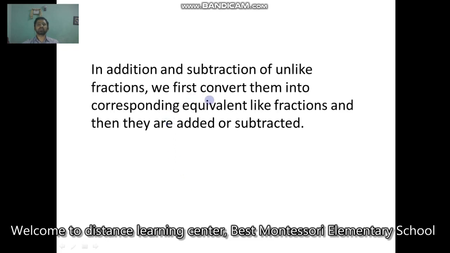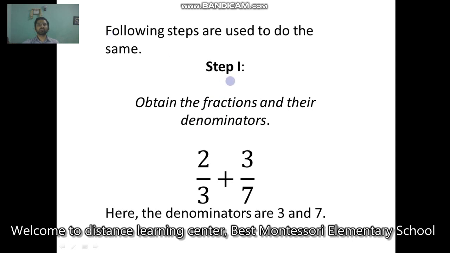Let's move on stepwise so that it will be very clear to you. In the first step, we must get the fractions. I have taken the first fraction, 2 by 3, and the second fraction, 3 by 7. Let's be clear what the denominators are. In the first fraction 3 is the denominator and in the second fraction 7 is the denominator. That means the denominators are 3 and 7.